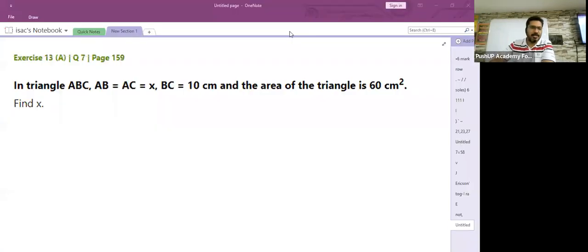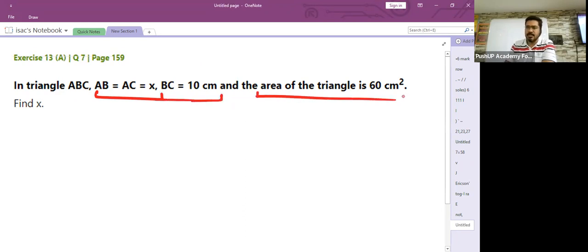All right, children, pay attention. In a triangle ABC, AB is equal to AC is equal to X, two of the sides are equal. Then BC is equal to 10 centimeter. Area of the triangle is 60 centimeter square. Find the value of X. Acha, have they ever mentioned that one of the angles is 90? No, right? Can you please check this question in your textbook?